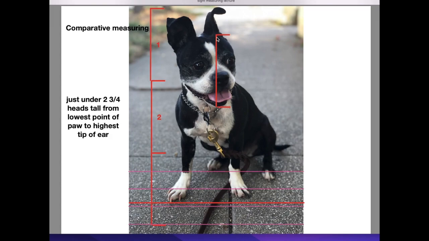You can take that unit of measure and find her entire height from the top of her ear to the lowest part of her foot within this image. So the unit of measure being her head, it takes 1, 2, and a little bit less than three-quarters of her head, and that gives me her height. So you can break down your unit of measure into halves or quarters if that helps you, which it often does.